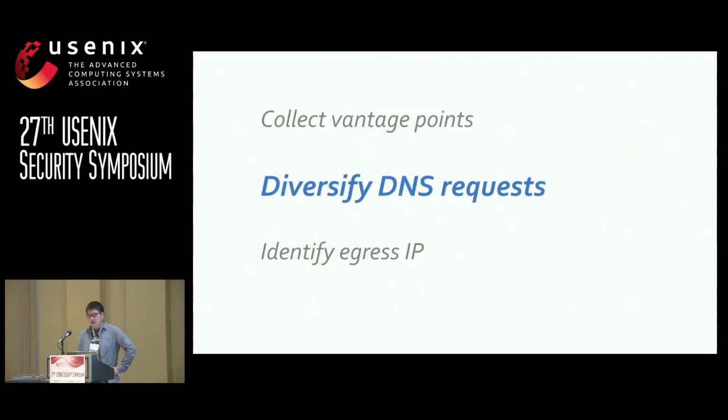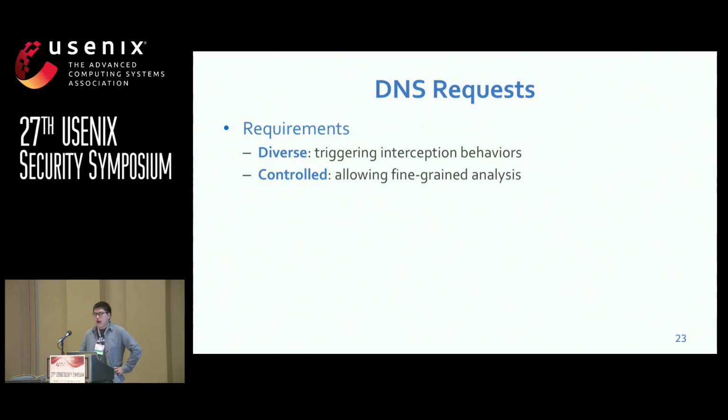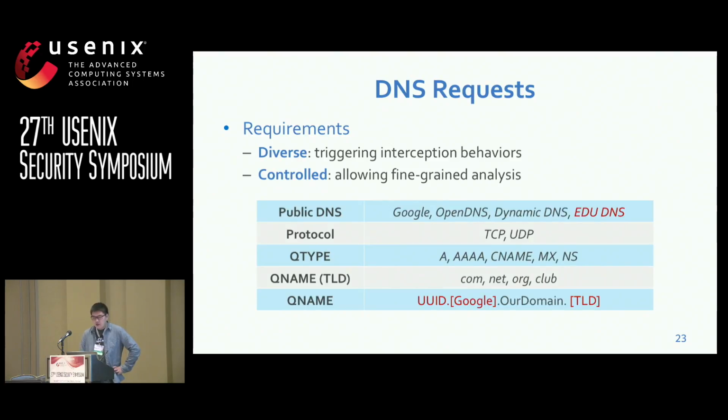The second challenge is what requests we should send. To comprehensively understand the characteristics and the interception policies, we should generate DNS requests as diverse as possible. So here are some fields that we suppose the interceptor may consider. Taking one value from each field, a DNS query is generated.